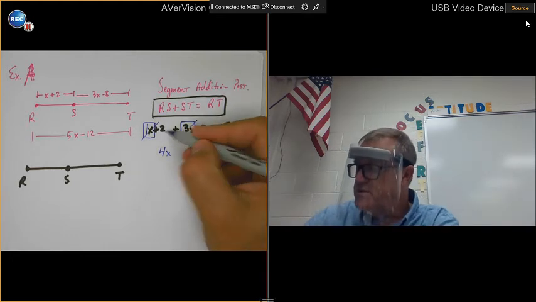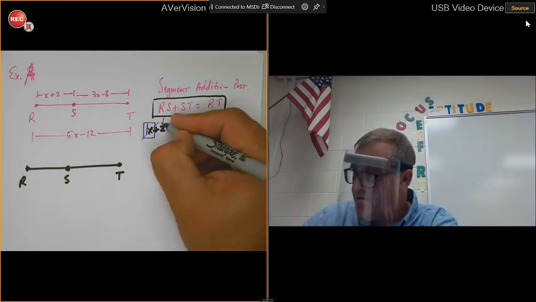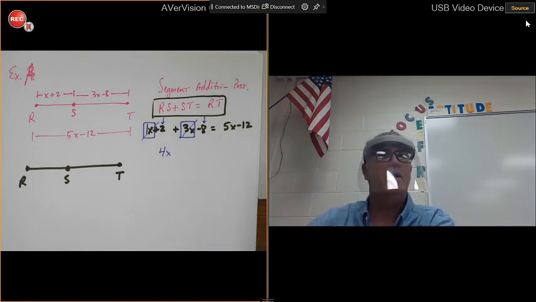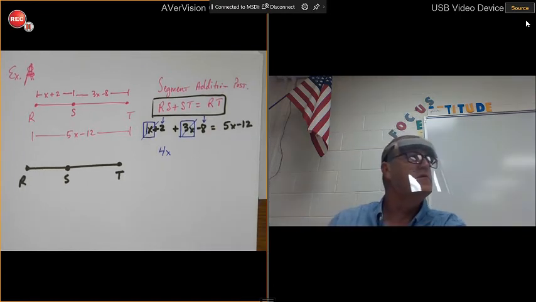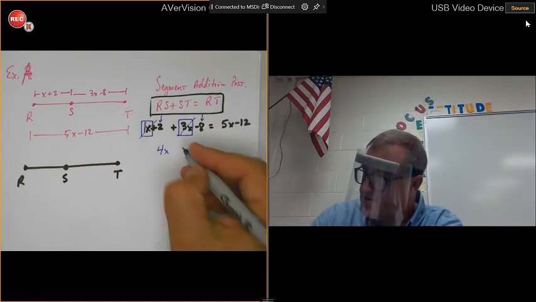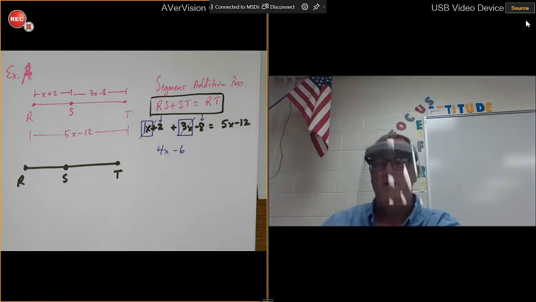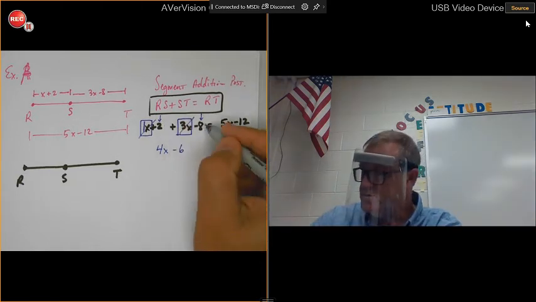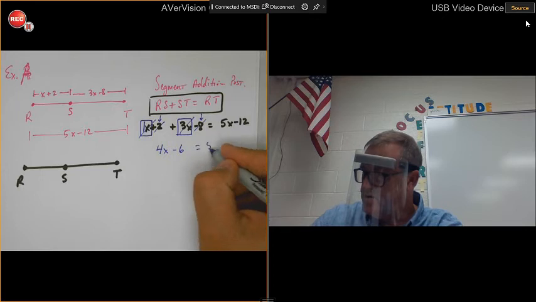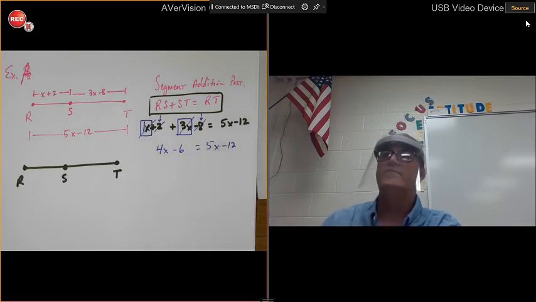So what's plus 2 and minus 8? Are those like terms? I'm going to put arrows above those. Okay, what's positive 2 minus 8? Micah? Negative 6. Very good. So that combines those terms. And now we're still equal to 5x minus 12.